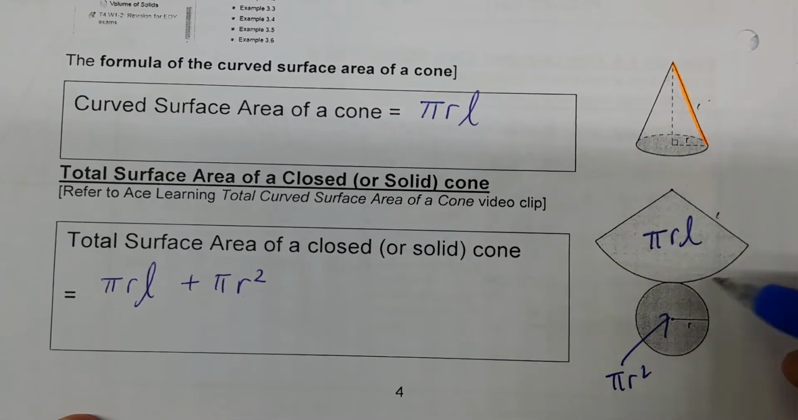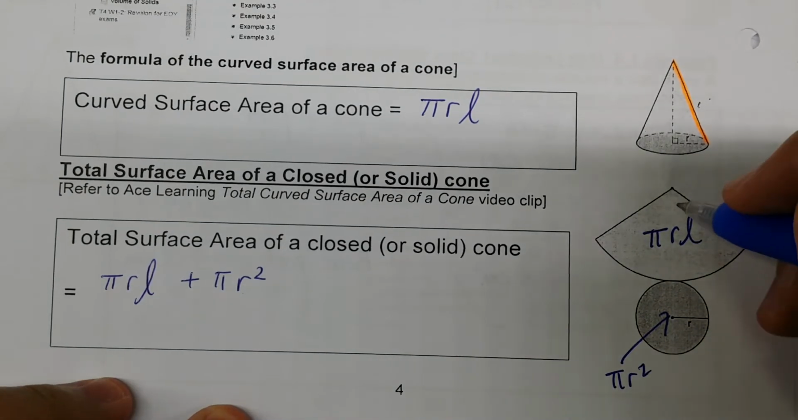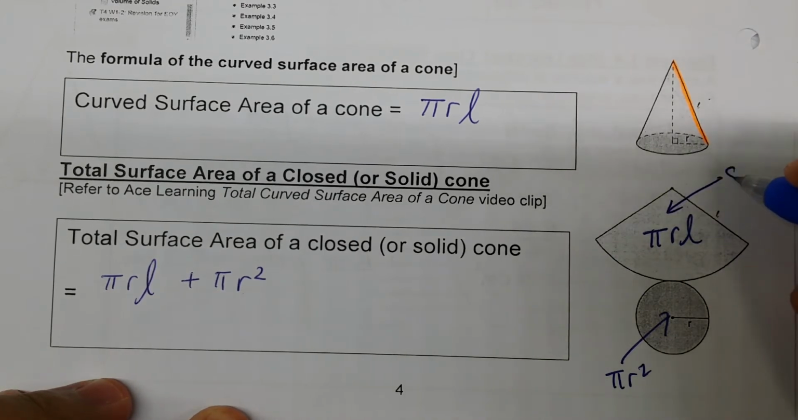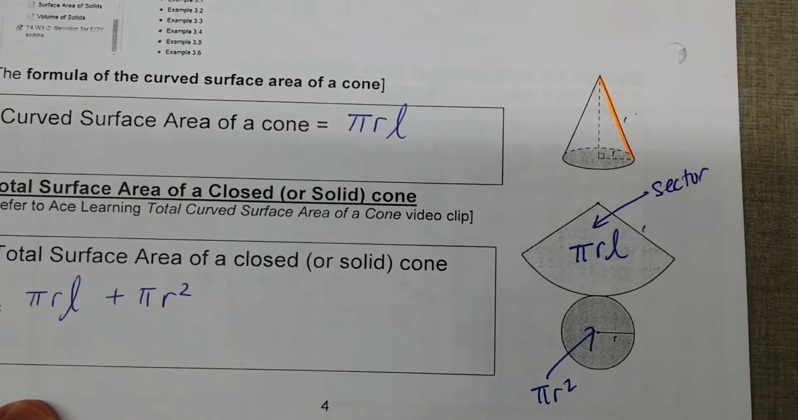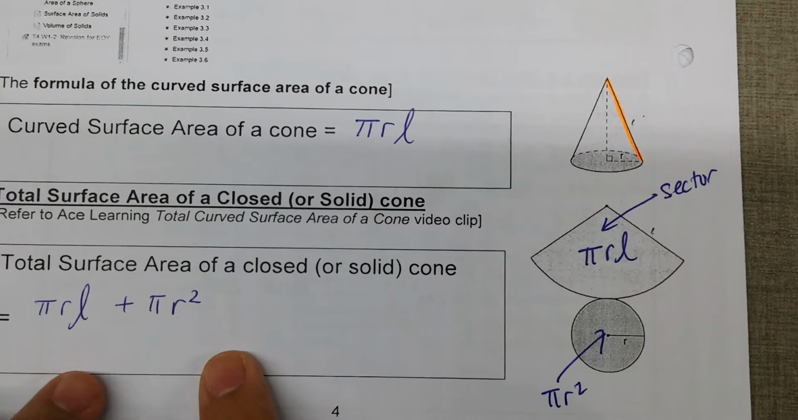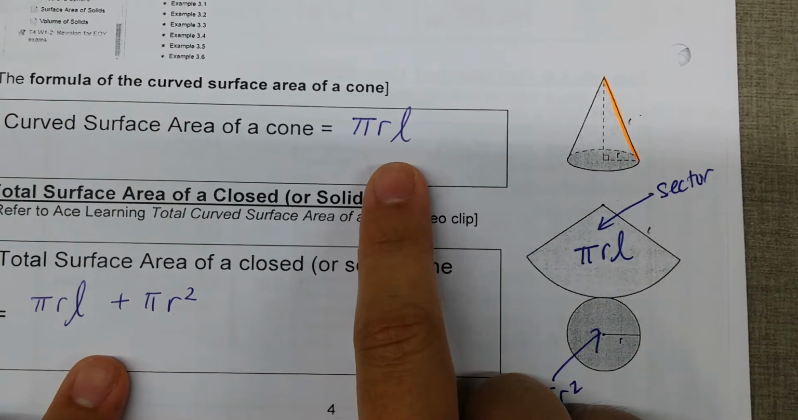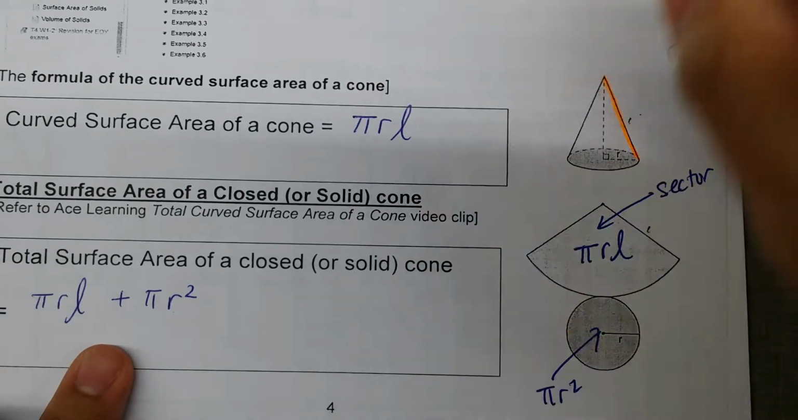Alright, the area for the sector is pi RL. The area for the circle is pi R square. This fan-shaped looking thing is called a sector. Okay, it's called a sector. You will learn in Sec 3. Okay, let's move on. So can you remember the formula? Pi RL and pi RL plus pi R square.